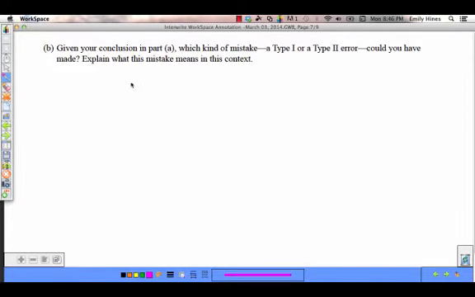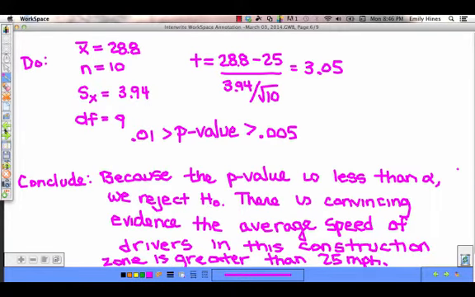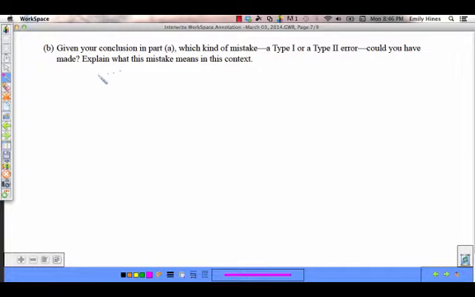Alright, so let's look at this one. Given your conclusion in part A, which type of mistake, type 1 or type 2, could you have made? Because we rejected, that means that the only type of error we could have made is the type 1. When we rejected, when we should have failed to reject. Okay, that's a type 1 error.